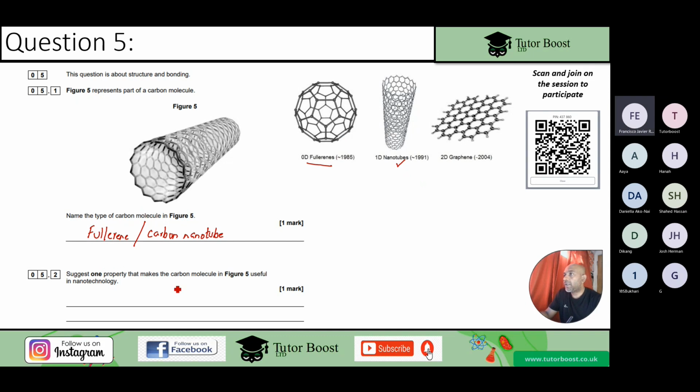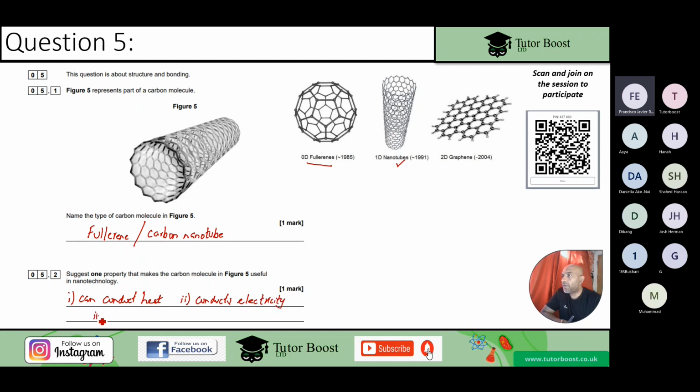So just one property that makes the carbon molecule in figure 5 useful in nanotechnology. You have a couple of properties. So first one, can conduct heat. 2, conducts electricity. And you could also say has high tensile strength. And finally, you could also say has a large surface area to volume ratio. In medicine, it can actually trap medicine as well, molecules of medicine, which is also useful.